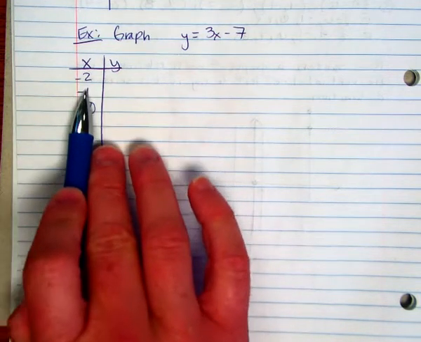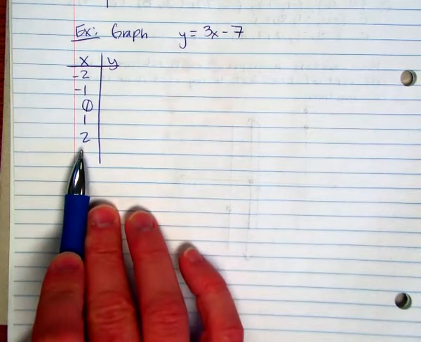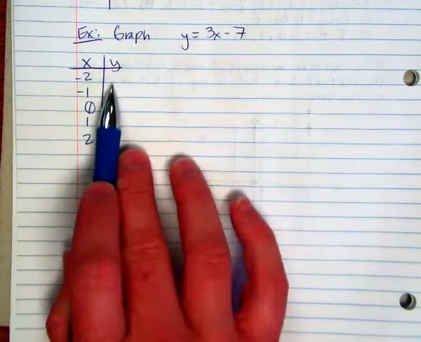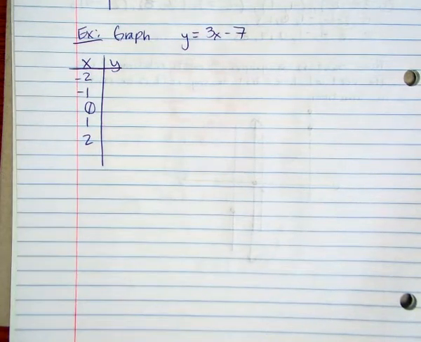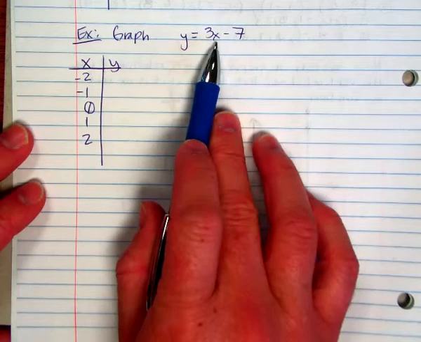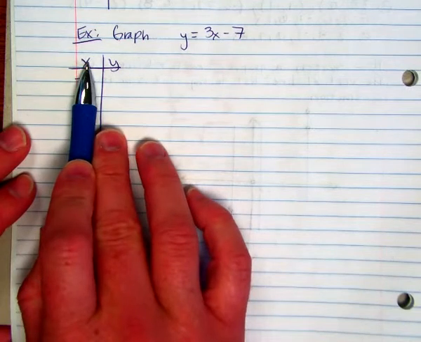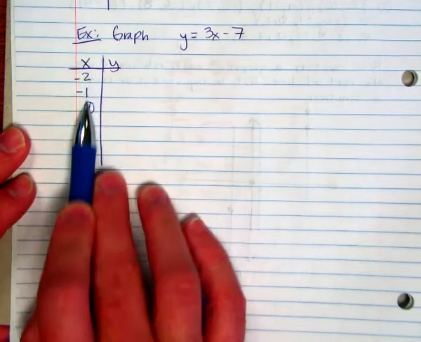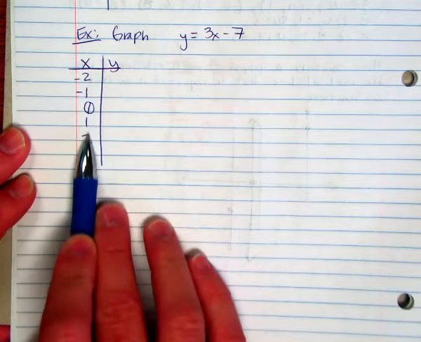What am I going to do with these numbers that I just wrote down for x, these numbers that I chose? What am I going to do with these to get the y numbers? Leah? Absolutely. She said I'm going to plug it in for x. Right here, the letter x. X is negative 2. X is negative 1. X is 0. X is 1. X is 2. I'm going to solve each one of these.